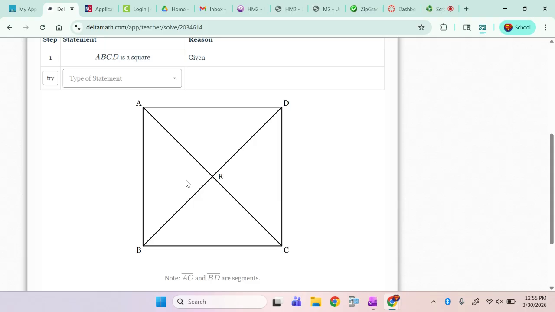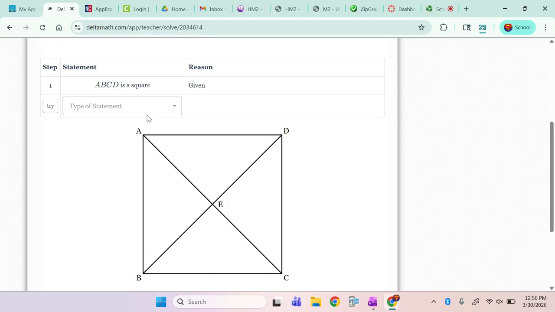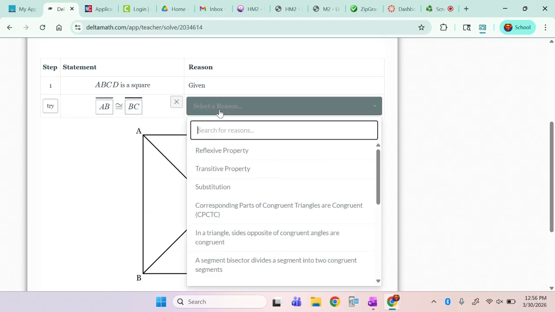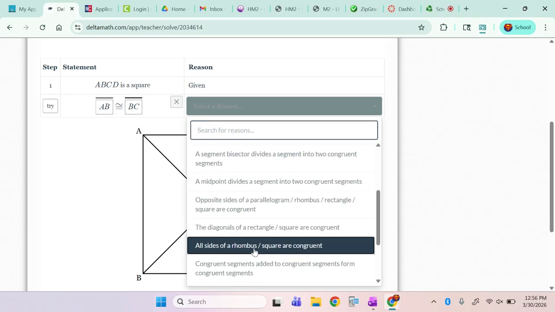What are the two sides of these triangles that we know for a fact are equal? AB and BC, because they're part of the outside of the square. So that's what we say. AB is congruent to BC because all sides of a square are congruent.